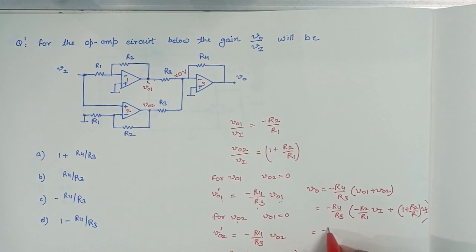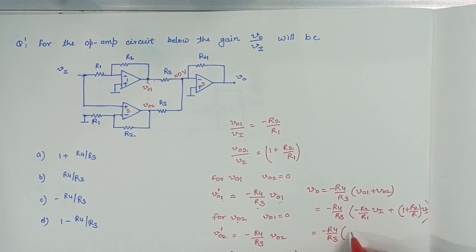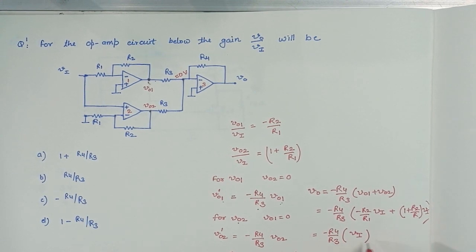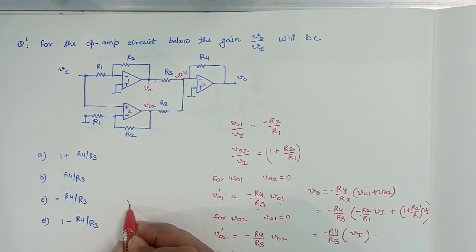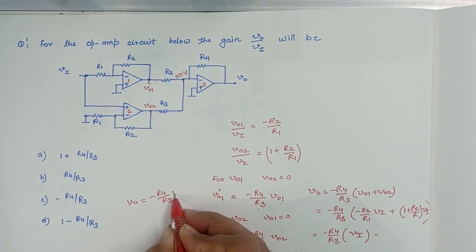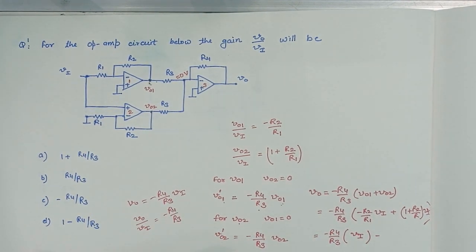which will be equal to minus R4 by R3 times Vi. Now the gain will be V0 equal to minus R4 by R3 times Vi. So the gain V0 by Vi is equal to minus R4 by R3. So option C is correct.